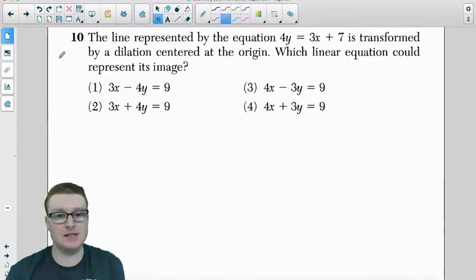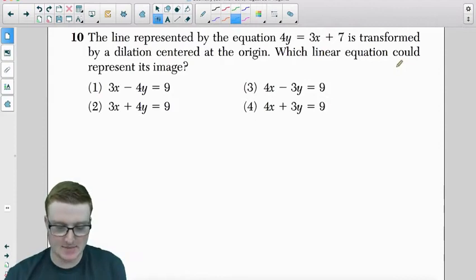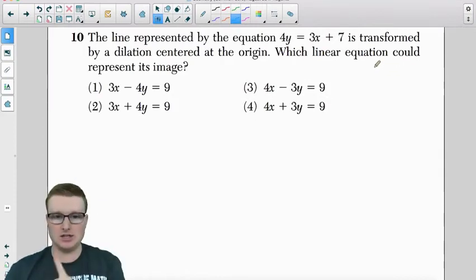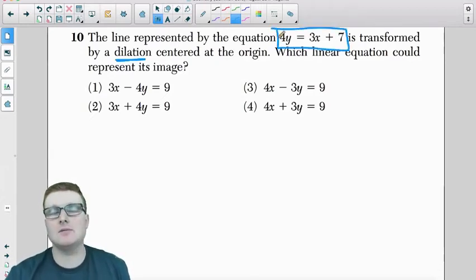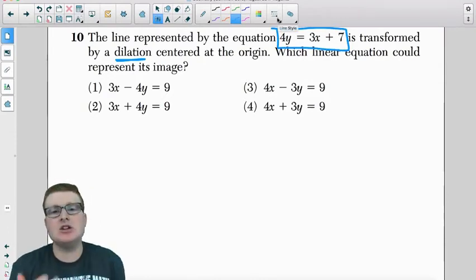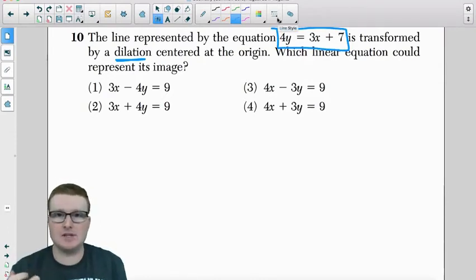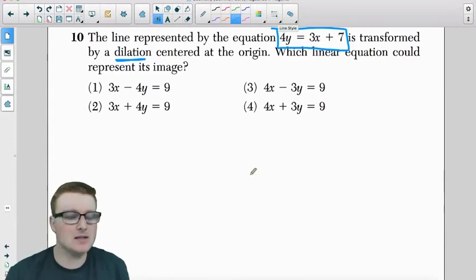Number 10, the line represented by the equation 4y equals 3x plus 7 is transformed by a dilation centered at the origin. Which linear equation could represent its image? So here's the quick thing that you need to know. It's saying you're dilating a line. Many of you might be thinking, how do you dilate a line if a line is continuous and goes on forever? You're just moving the y-intercept up and down. That's what dilating a line means.